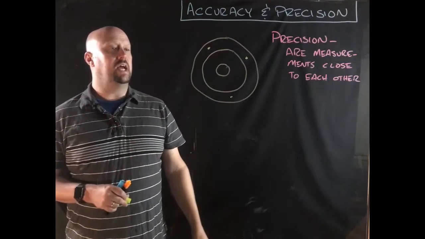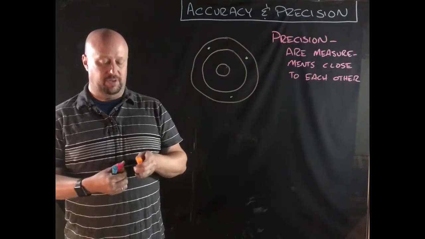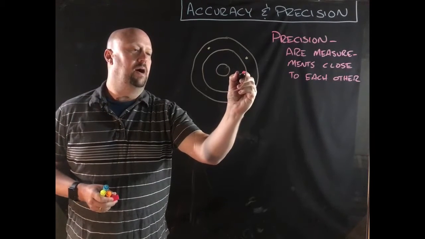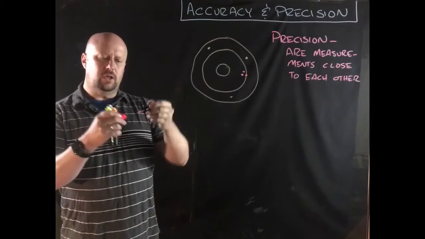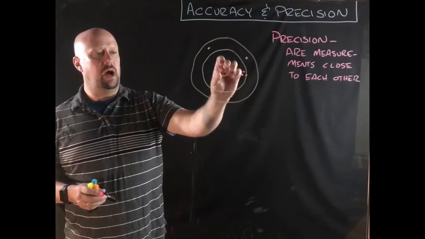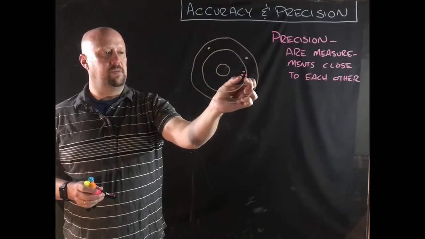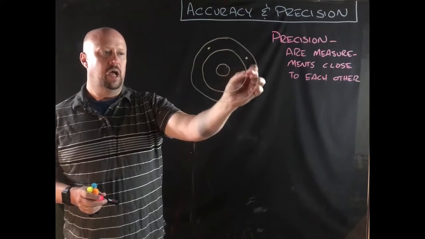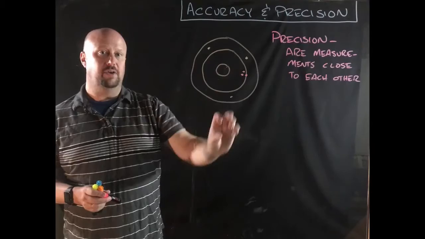Okay, on the other hand, I might have thrown my 3 arrows or shot my 3 darts, and let's say maybe that they all hit right about here. Okay, really closely bunched together, but not quite where I want them to be in terms of accuracy. This is an example of precise results, meaning that they are close to one another, but they are not accurate because they are not close to what the true value should be.